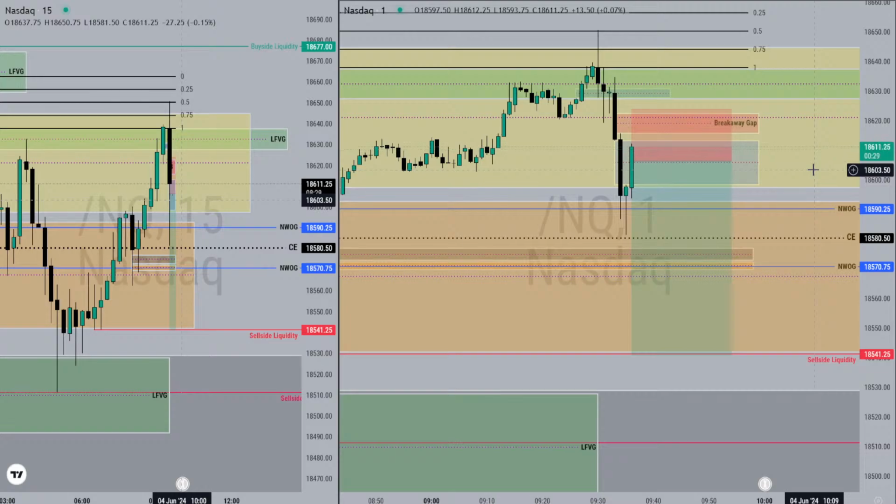No entry is valid before 10, because we have a red folder news around 10. So please don't just push your button. If you want to push your button, I have no problem. I'm just not interested.